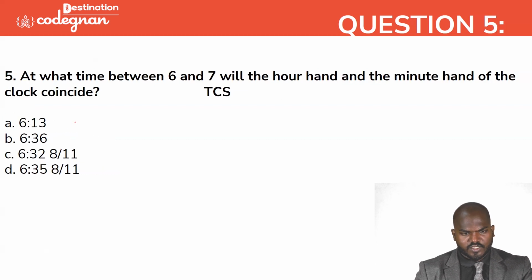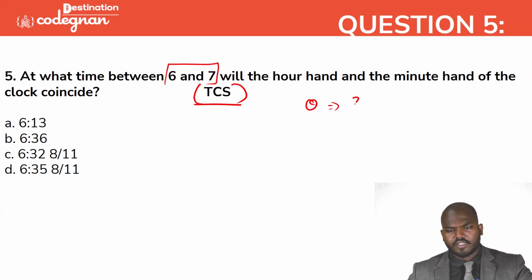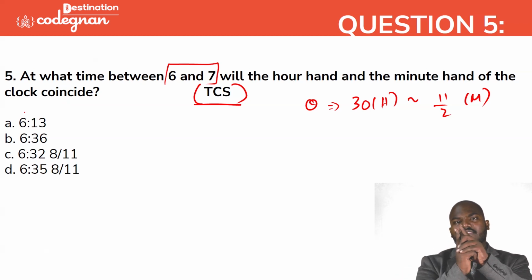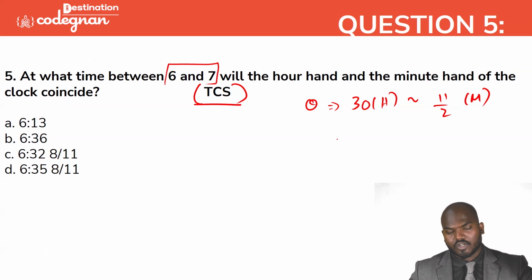And the next one is very interesting. It was asked in the TCS exam. At what time between 6 and 7 will the hour hand and the minute hand of the clock coincide? Sir, we know the formula, that is theta is equal to 30 of h minus 11 by 2 of m. But what is the angle? They didn't give it, but they are asking to use the formula. How can I use it? What is the meaning of clock coincide? Clock coincide means the hour hand and minute hand are merging together in the same place.